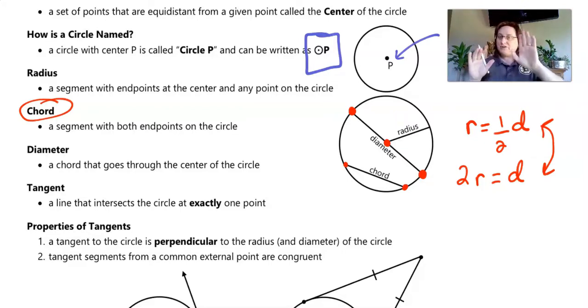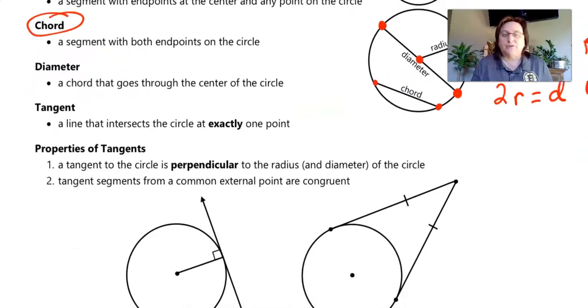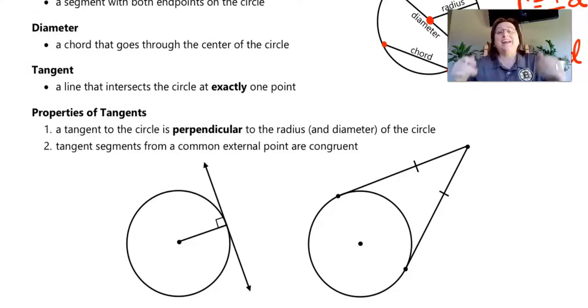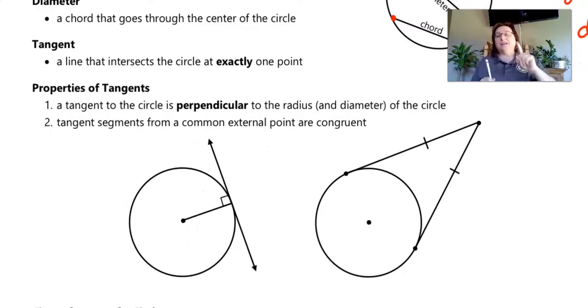Okay? Now, here's a new one for you guys. I bet that most of you have not heard of what's called a tangent line. No, it's not the same tangent as trigonometry. This one is a physical line. So a tangent is a line that intersects a circle at exactly 1 point. Exactly 1 point. The chord intersects at 2 points, doesn't it? A tangent only intersects at 1 point. So right here, you guys will see this line touches that circle at exactly 1 point.